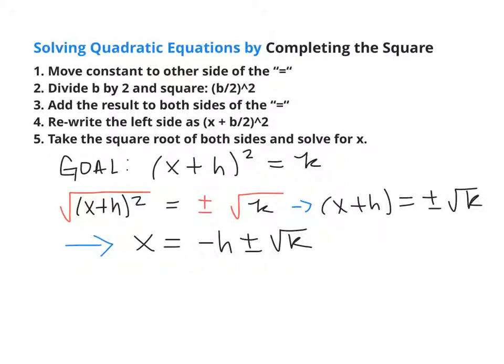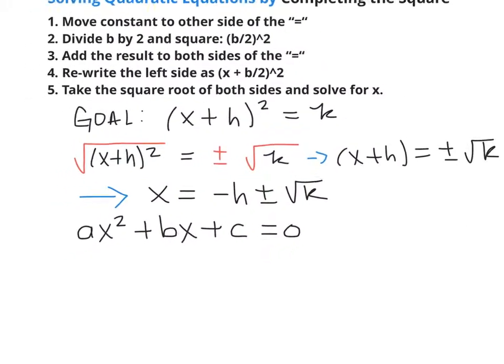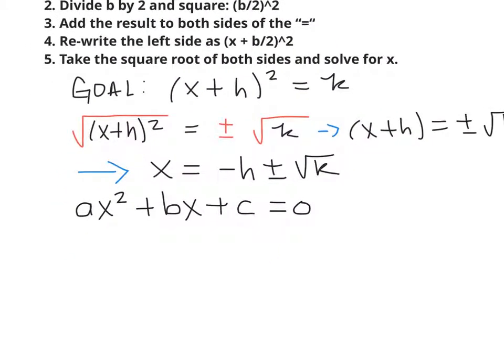That is the goal of these 5 steps, to get our quadratic in this form. So I want to remind us of the general form of a quadratic. We use a for the leading coefficient, the coefficient on the x squared term. We use b as the coefficient on the x term, and we use c as the constant term. Okay, so let's look at an example and run through these 5 steps. So let's take x squared minus 10x minus 7 equals 0.